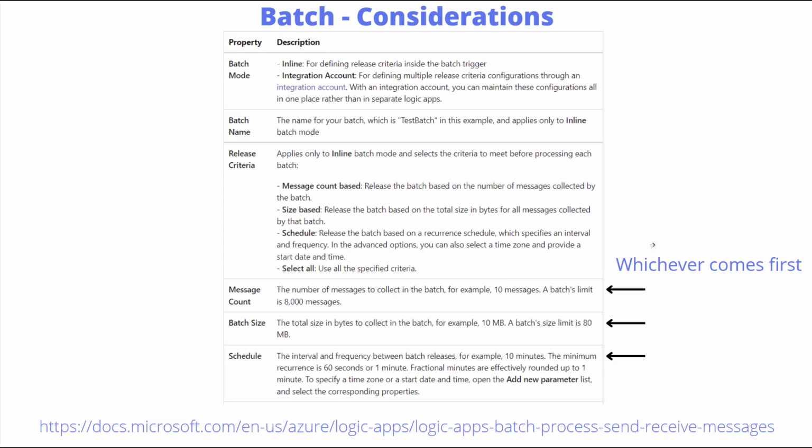So things to consider when implementing a batch, let's start at the top. We've got two modes with batch. One is inline, so you can specify your criteria inside of your batch trigger, which is part of your overall configuration. Or you can specify this in your integration account. The benefit of that is you've externalized your configuration from your code, and you can make changes in your integration account without modifying your configuration inside the Logic App itself.